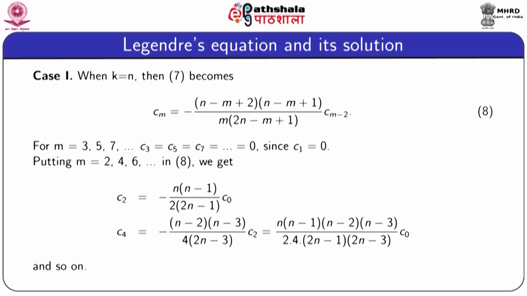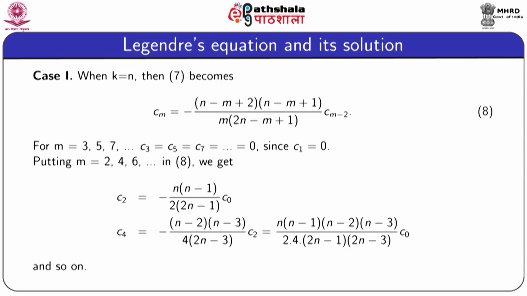When you substitute m equal to 3, this gives you (n minus 3 plus 2)(n minus 3 plus 1) divided by 3 (2n minus 3 plus 1) into c 3 minus 2, which is c 1. And already we have derived that your c 1 is 0. Since c 1 is 0, this whole expression becomes 0 and you get c 3 equal to 0. If you continue like this, if I put m equal to 5 now, then this becomes c 5. Here it is going to be some number and then c 5 minus 2, which is c 3, and it becomes 0 because already you have calculated that c 3 equal to 0. So, c 3, c 5, c 7, all the odd coefficients up to c 2n plus 1, they are all coming to be 0 since your c 1 is 0.